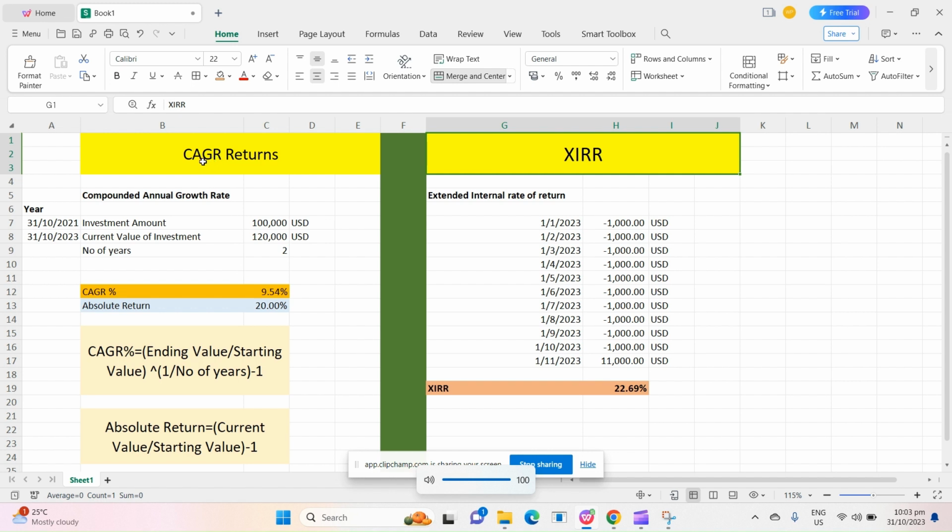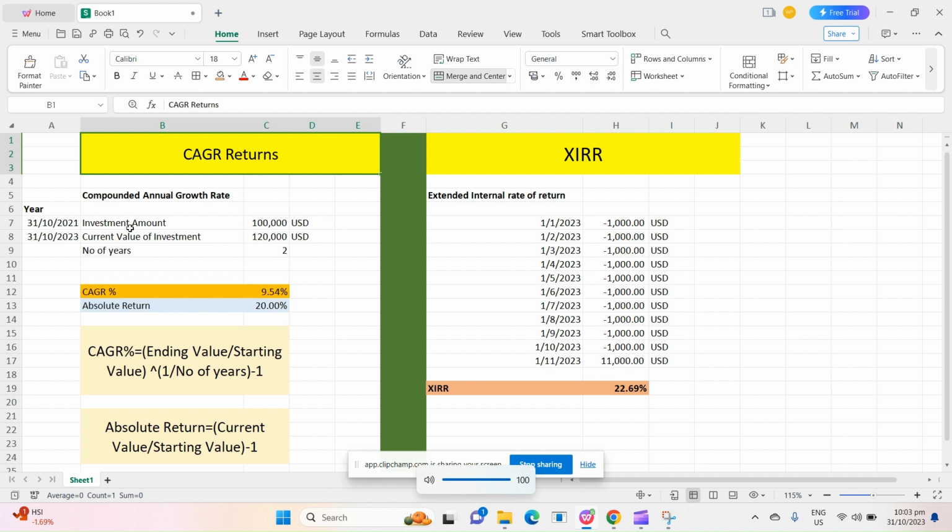One thing to understand is that CAGR captures the annualized return of an investment. Let's understand through an example. In this example, assume that the investment was done on 31st October 2021 and the value of the investment was 100,000 US dollars. After 2 years, as of end October, the current value of investment is around 120k US dollars. So the number of years is two. If I were to calculate the absolute return, it will simply be my current value of investment divided by my starting value minus one, which comes to around 20%.